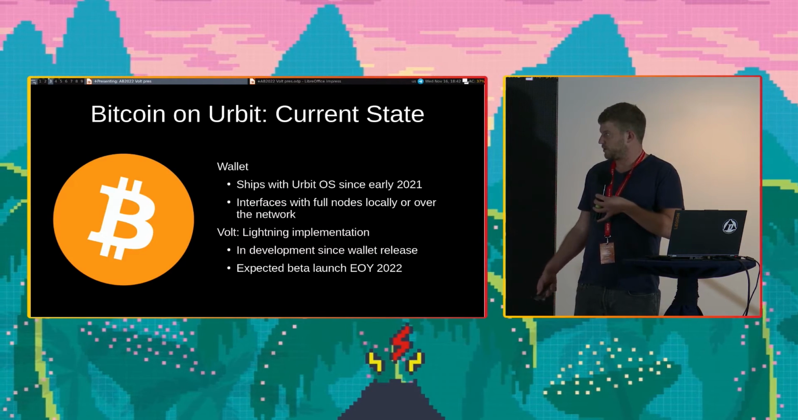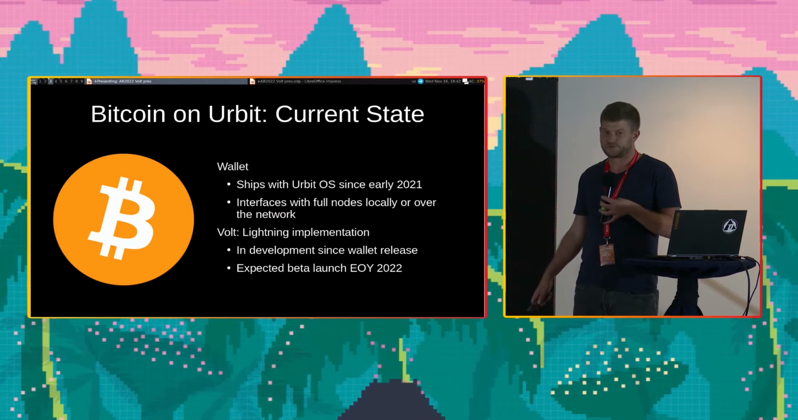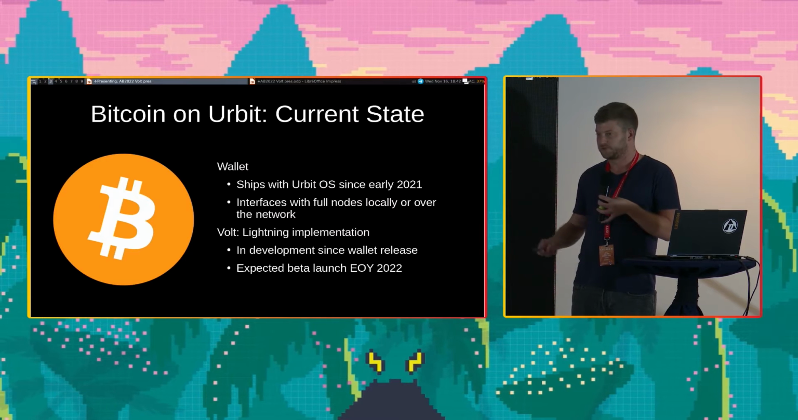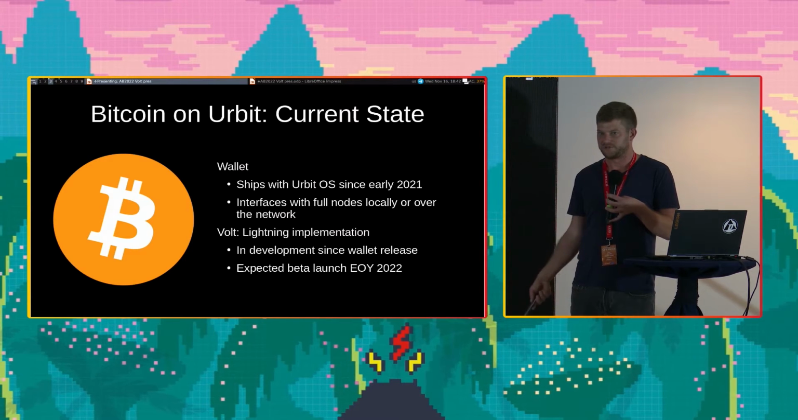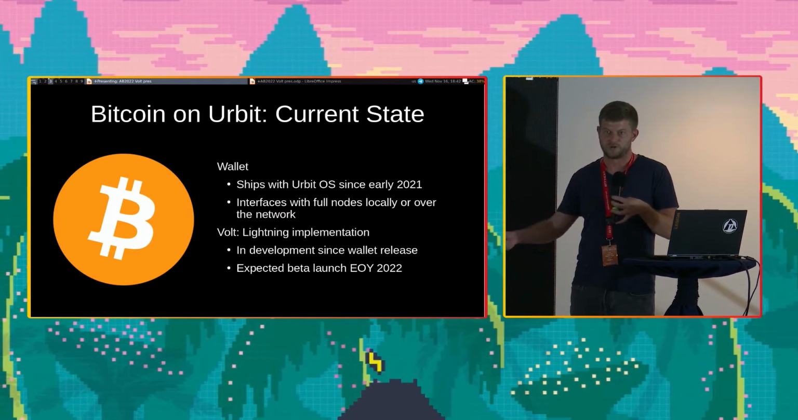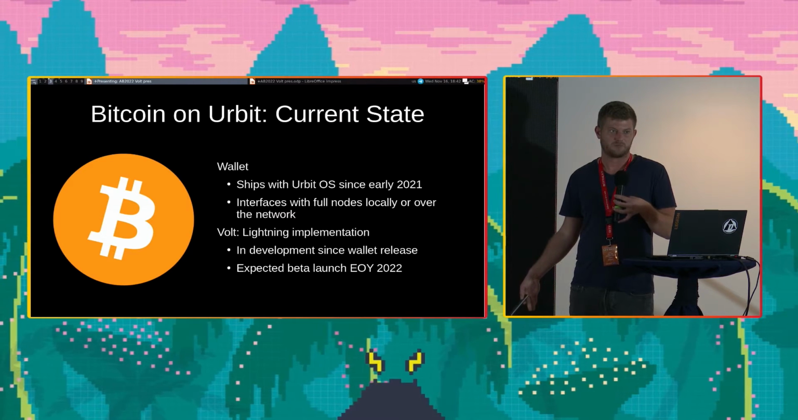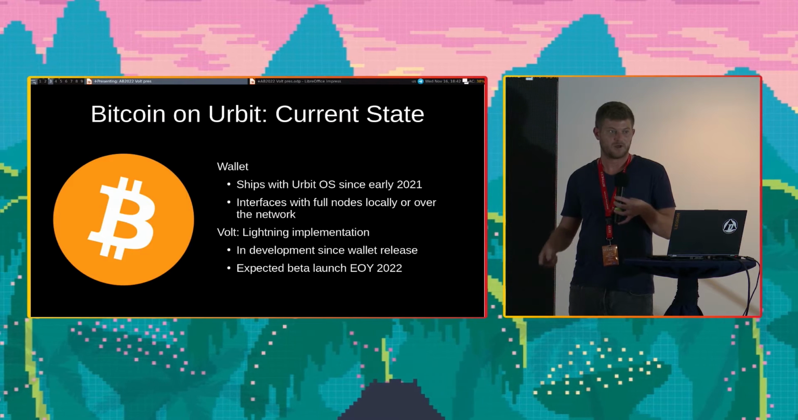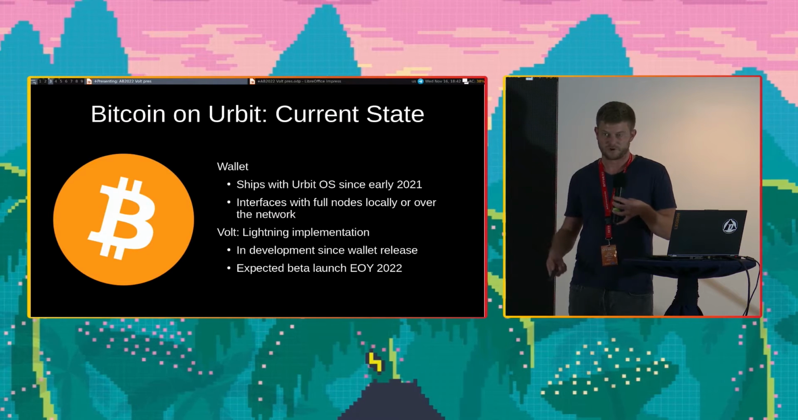So, the current state of Bitcoin on Urbit: the Bitcoin wallet has shipped with Urbit OS since early last year. It interfaces with Bitcoin D or BTCD full nodes, that can be one that you run locally on the same host as your Urbit, or you can access one over the Urbit network. You just need to have some Urbit peer who is running a Bitcoin full node.